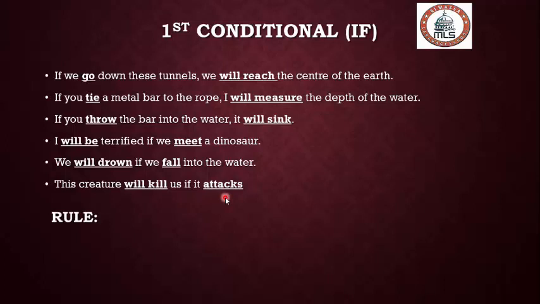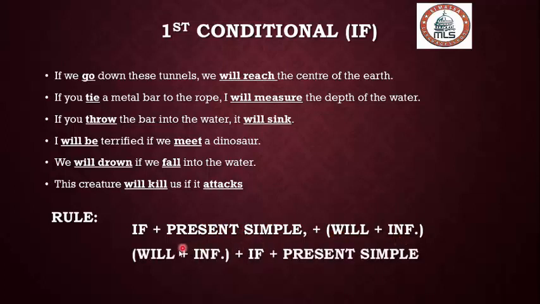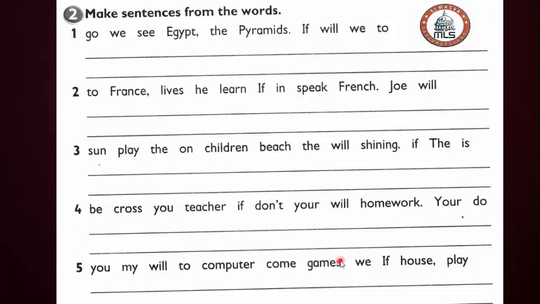So the rule says that if plus present simple, then the second clause will be will plus infinitive. If the first clause after "if" is present simple, then the second clause will be will plus infinitive. And we can say will plus infinitive, then if, then present simple. And we have solved some examples that were in your workbook.